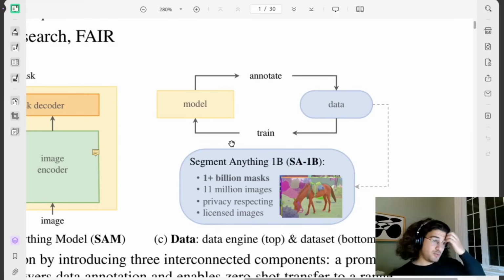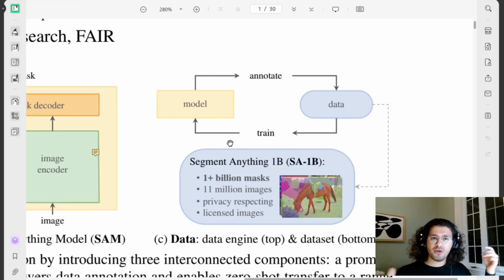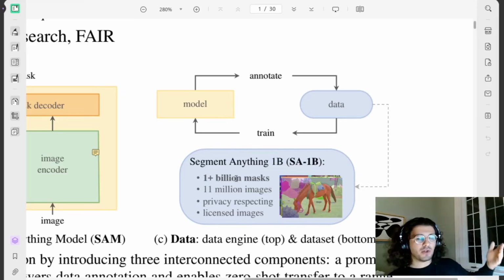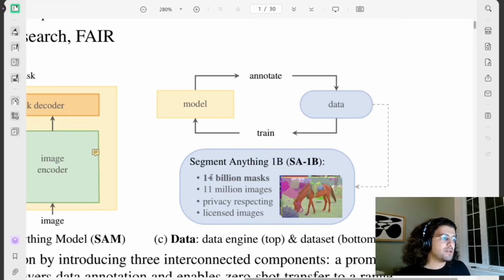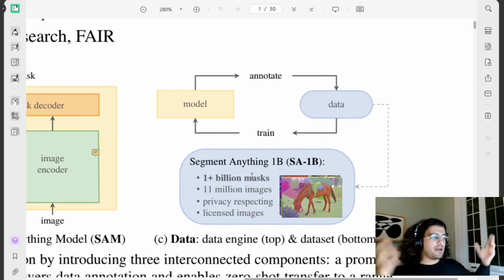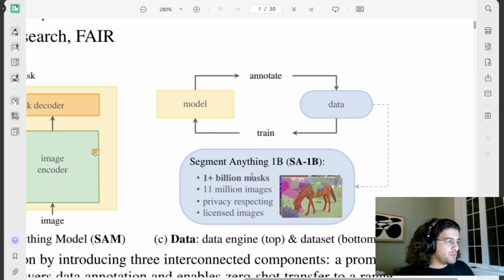And similarly, to be able to train such a model, if you think about the generative pre-trained transformer, they have internet-scale amounts of text data. They had to build their own massive dataset, and they were able to do it. This is what the Segment Anything paper is about: not just the model, it's also about the dataset. They were able to generate 1 billion masks using annotators that they had to pay, and then the model was also feeding back into the data, and at some point they were able to get to 1 billion masks to train their model properly.